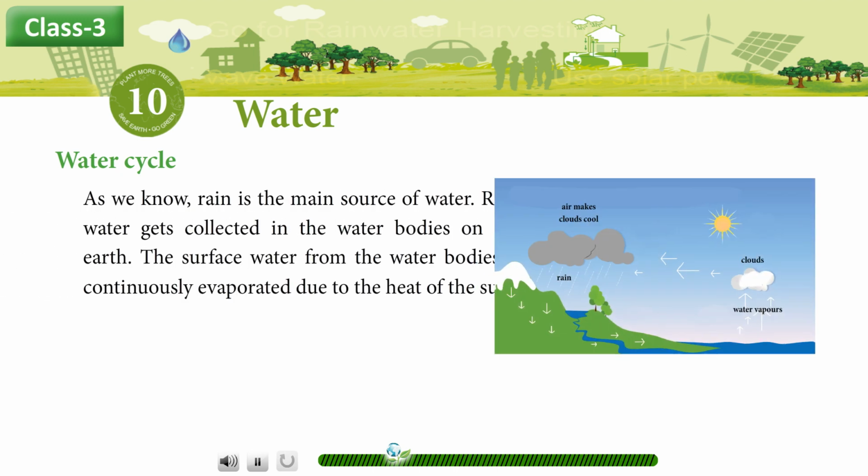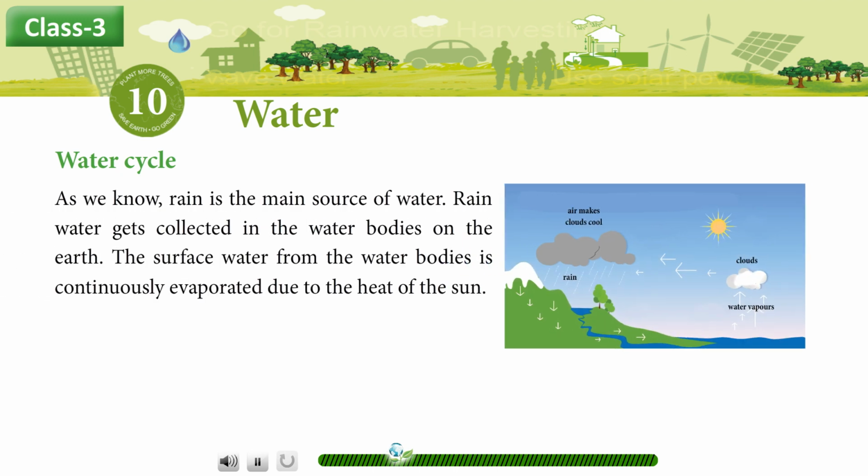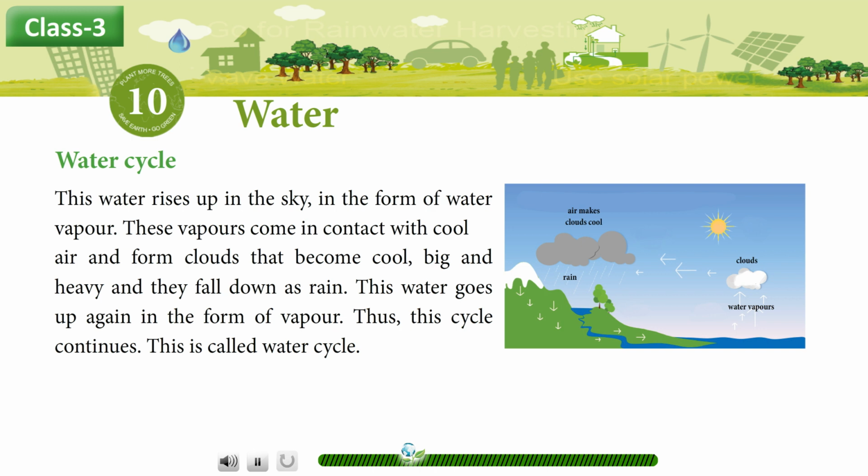Water cycle. As we know, rain is the main source of water. Rainwater gets collected in the water bodies on the earth. The surface water from the water bodies is continuously evaporated due to the heat of the sun. The water rises up in the sky in the form of water vapor. These vapors come in contact with cool air and form clouds that become cool, big and heavy, and they fall down as rain. This water goes up again in the form of vapor. Thus, the cycle continues. This is called the water cycle.